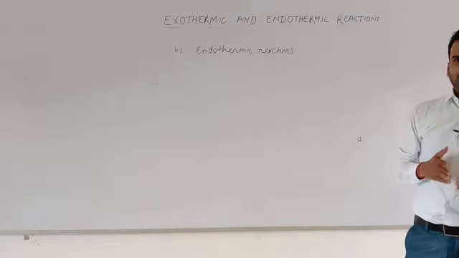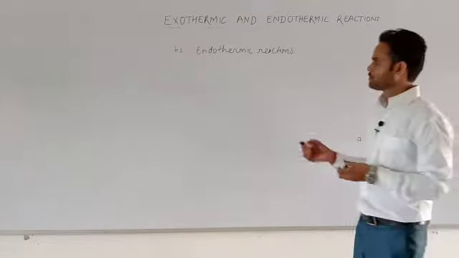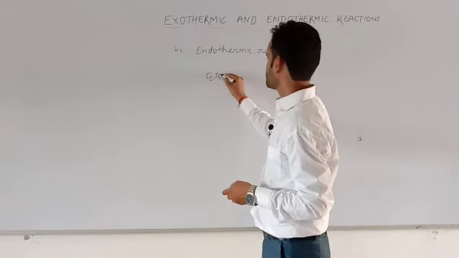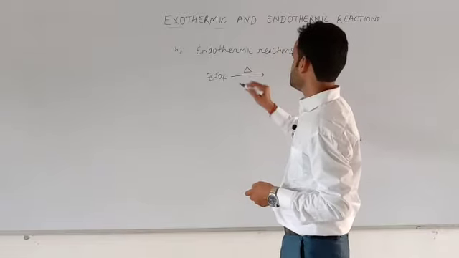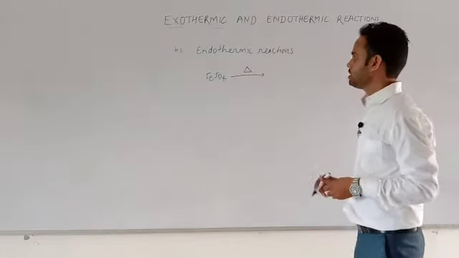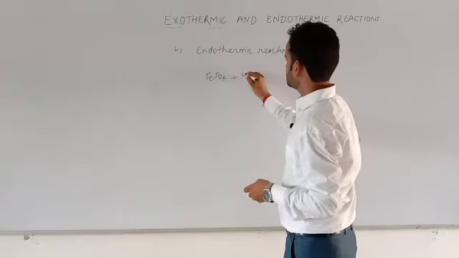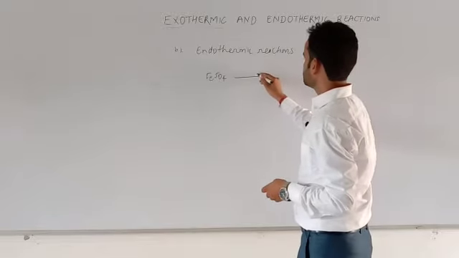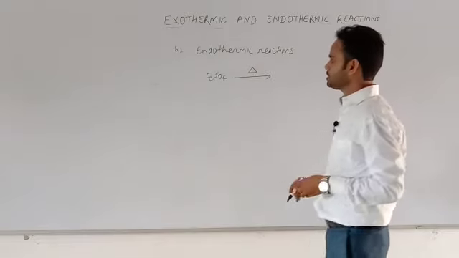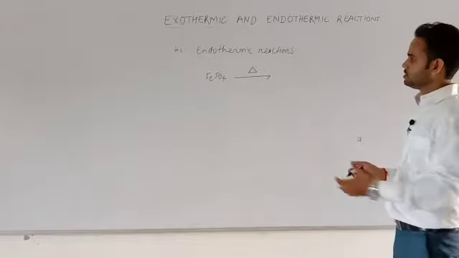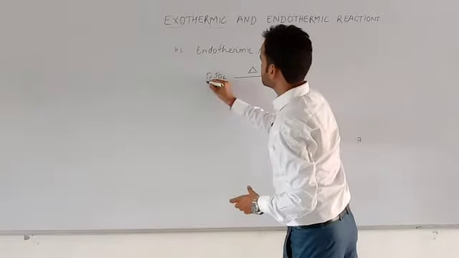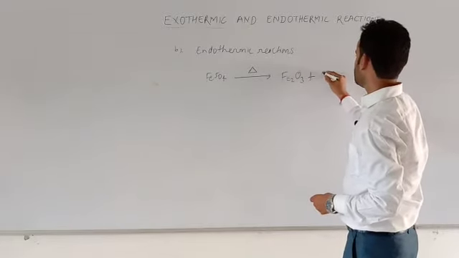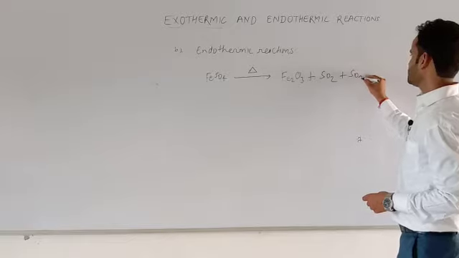As you notice, in decomposition reactions, like if I talk about FeSO4, it needs some activation energy in the form of heat. This is the symbol of heat. You can write heat here as well, but in place of heat you can write its symbol delta. This delta symbol means we are giving heat to this compound to decompose. After giving heat it decomposes into Fe2O3, ferric oxide, sulfur dioxide and sulfur trioxide.